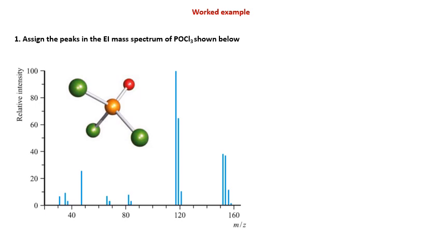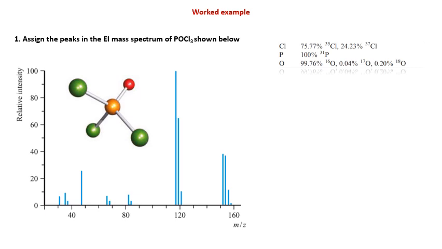First, in order to assign, you have to know the masses of chlorine, phosphorus, oxygen and their relative abundance in nature. What is the isotopic abundance in nature? Then you need to calculate the mass of the POCl3 molecule as a whole, and then you have to fragment it in order to match the masses as shown in the mass spectrum. So this is the isotopic abundance of phosphorus, chlorine and oxygen atoms.